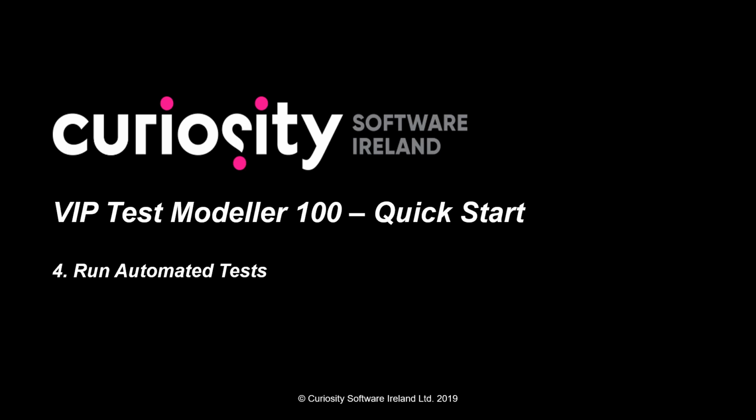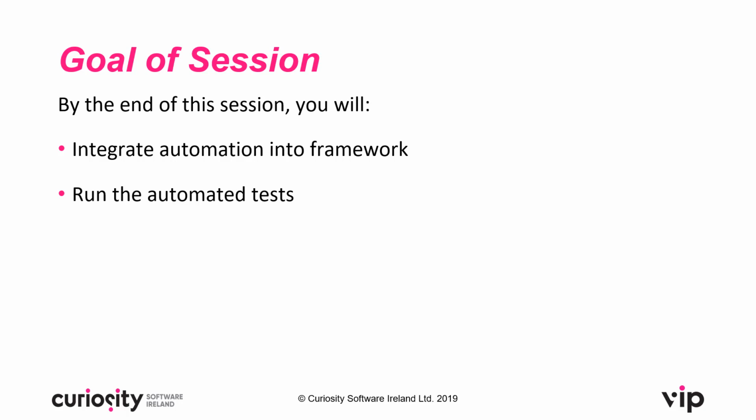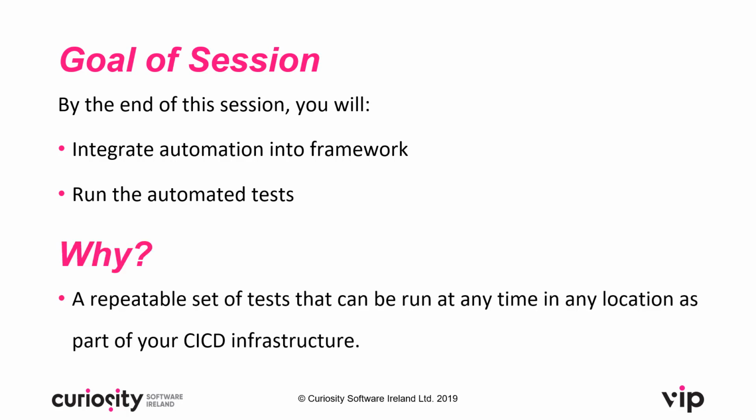In this installment of the VIP Test Modeler Quick Start series, we're going to be running our automated tests. The goal of this session is that by the end you will have integrated your automation into a Java-based automation framework and be able to run the automated tests. This will give you a repeatable set of tests that can be run at any time in any location as part of your CI/CD infrastructure.